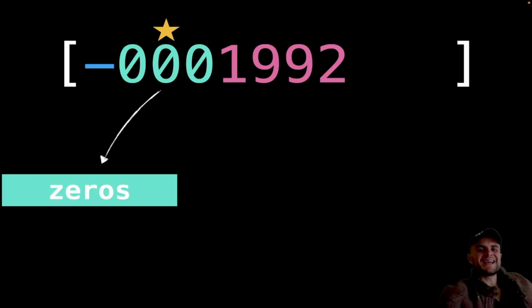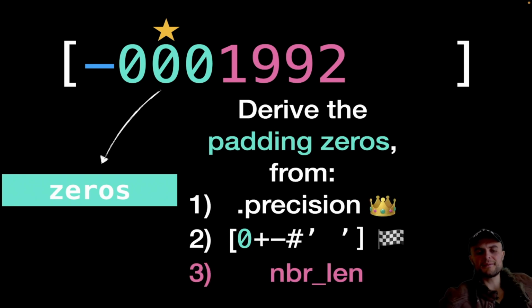So first of all, we're going to get the number of zeros that I need to use to pad my string, right? What is the idea here? Well, the thing is that the spaces are in function of the number of padding zeros. And the number of zeros is derived by 3 factors. The most important one is precision. I'll show you a clear example. Then the zero flag, and of course the number len. These are the actors that are going to discipline the number of zeros that we're going to have.